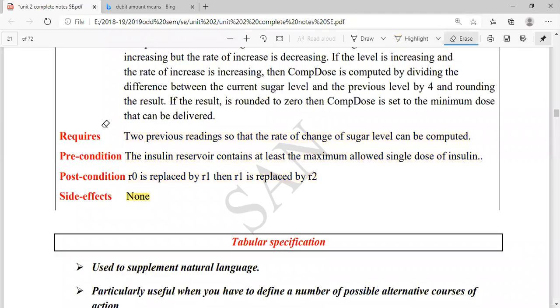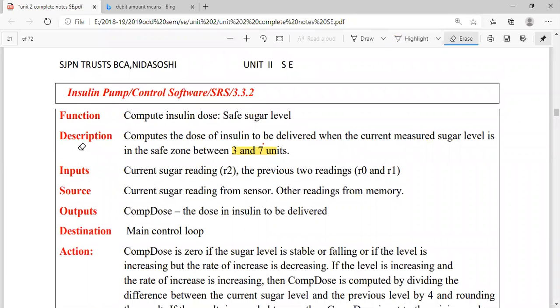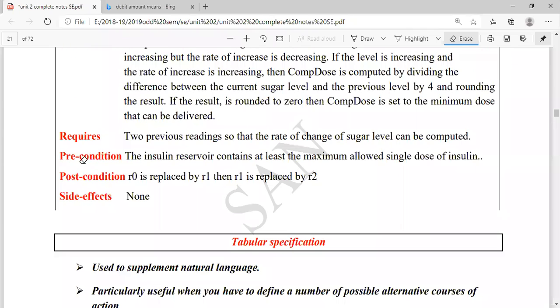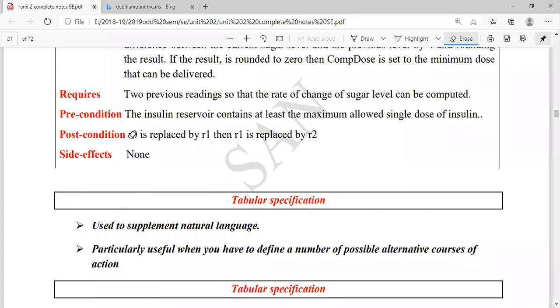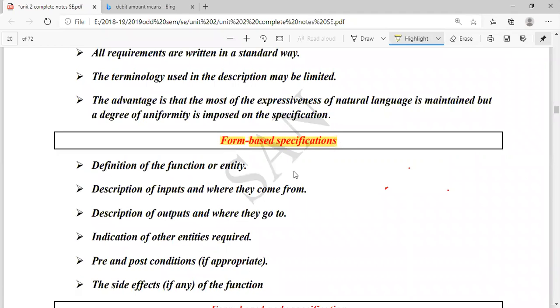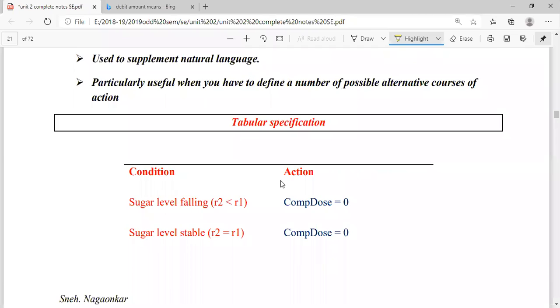Okay. So in this way, the data is categorized into form based. You have to write function, description, input, sources, outputs, destination where the main actions are going to be performed, then what are the requirements, preconditions, post conditions, and what will be the side effects. All right. So the first way of writing is natural language, though it has some disadvantages, so we go for structured language specification. Then after that we move to form based specification, right? So this is one example to understand the form based specification.